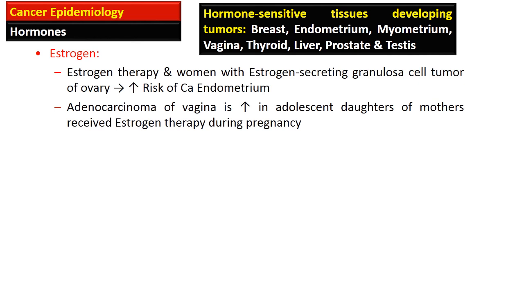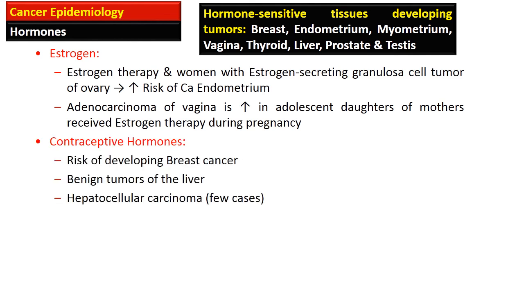While adenocarcinoma of the vagina is increased in adolescent daughters of mothers who received estrogen therapy during pregnancy. Contraceptive hormones are also associated with the development of tumors. There is a risk of developing breast cancer and benign tumors of the liver, and few cases are also associated with development of hepatocellular carcinoma. The anabolic steroids, which are being used by athletes to increase muscle mass, are also associated with benign and malignant tumors of the liver.